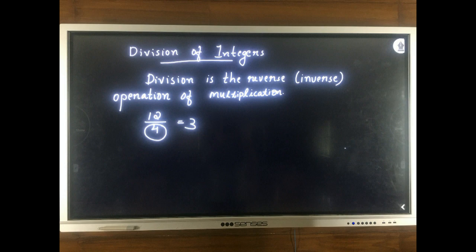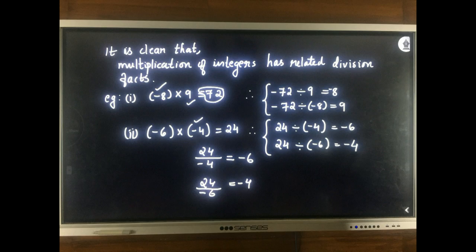Suppose you want to divide 12 by 4. Then you should know how many times 4 is multiplied to get 12. Obviously, the answer is clear: 3. Multiplication of integers has related division facts. Okay, we can discuss some examples.